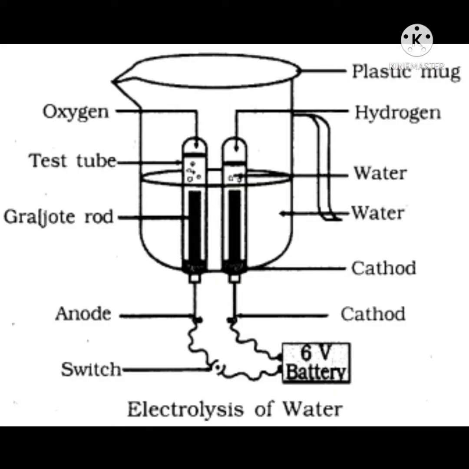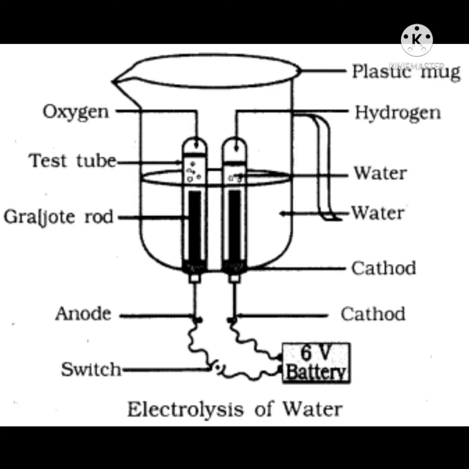Electrolysis of water. Take a glass beaker, fix 2 electrodes. Here we use carbon rods as the electrodes. The positive electrode acts as the anode and the negative electrode acts as the cathode. Then fill half of the beaker with water and add a few drops of sulfuric acid to the water. Take 2 test tubes and insert them over the electrodes.